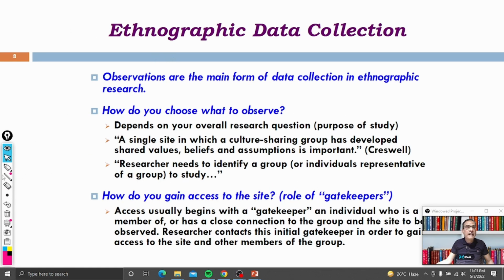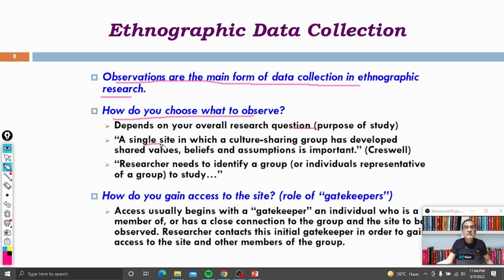Ethnography data collection. Observation is the main form of data collection in ethnography research. How do we choose what to observe? Depending on your overall research question, keep in mind you will collect the data according to your research design.